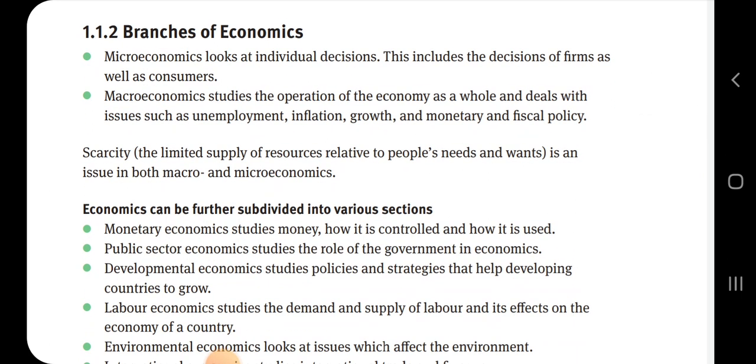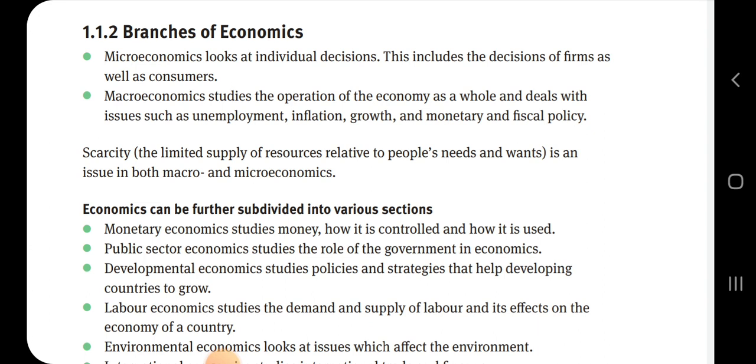So there are branches of economics. There is microeconomics, which looks at individual decisions. Macro is big, while micro is small. So micro looks at individual decisions.